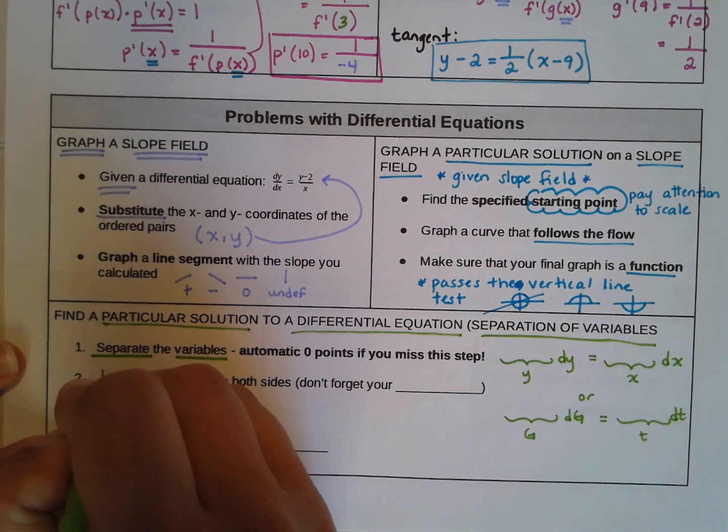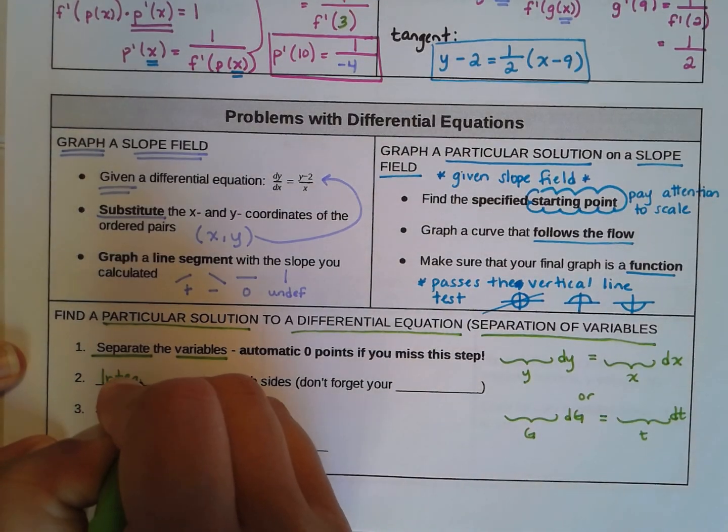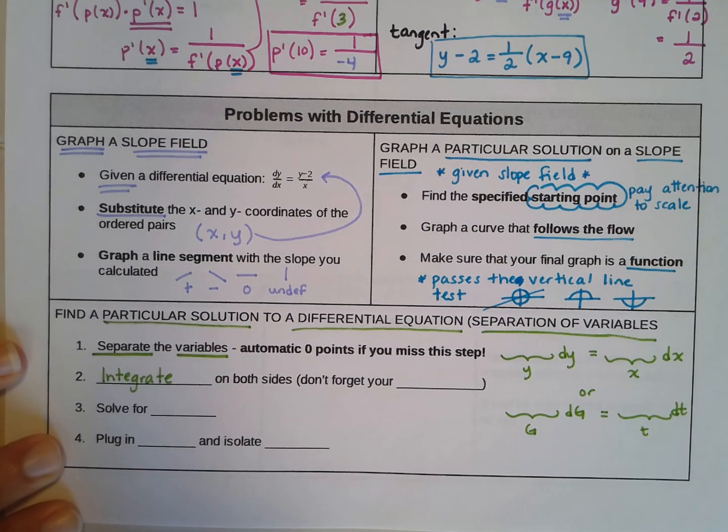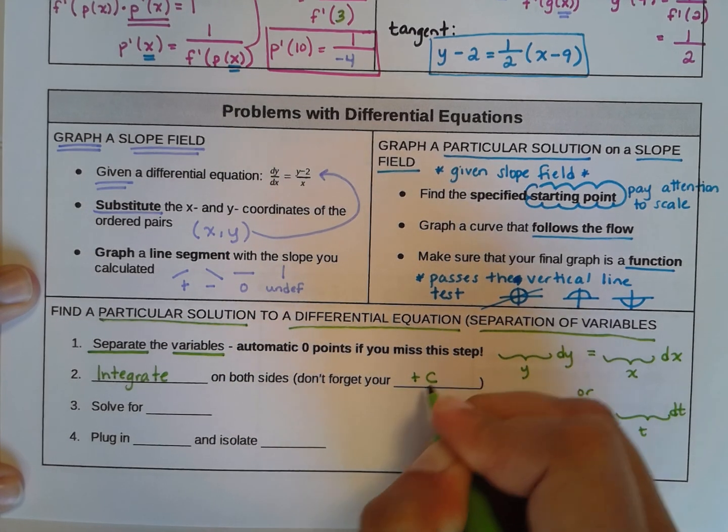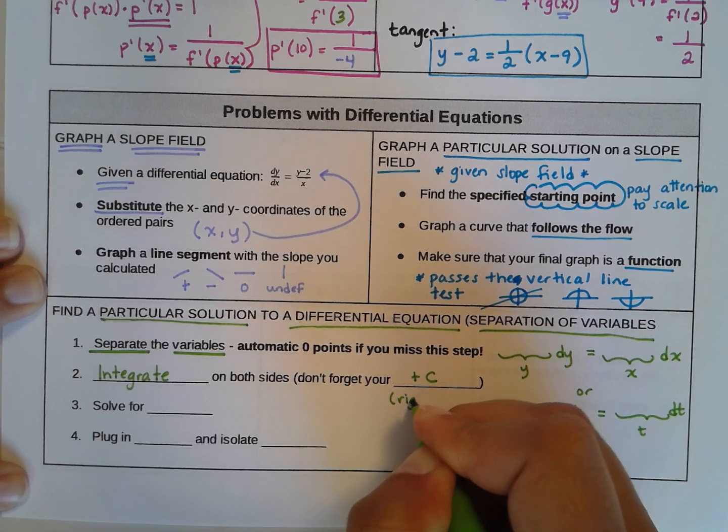Next, you're going to integrate on both sides. And it's important to know that you need to integrate because in order to do the opposite or the inverse operation of a derivative, you need to do an antiderivative. Don't forget to put a plus c. We usually do this on the right side only.